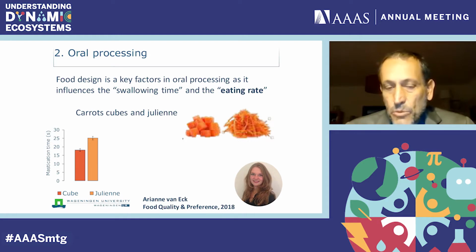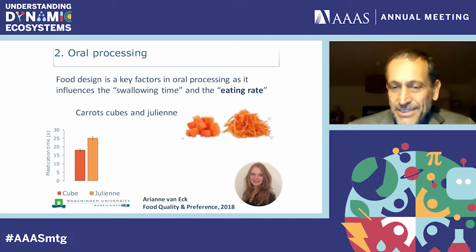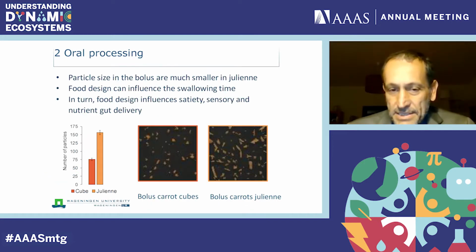Another example I want to give regards what happens in the mouth, the oral processing. This is something that we can easily modulate with design. I want to show you this example made by one of my PhD students, Arianna Van Eck. She works with carrots, and she cut those carrots in cubes or julienne. When you provide people these carrots, they take much more time to masticate the julienne carrots. That is not obvious, because the cubes are much fewer pieces, so they look less processed. But it's actually the case.